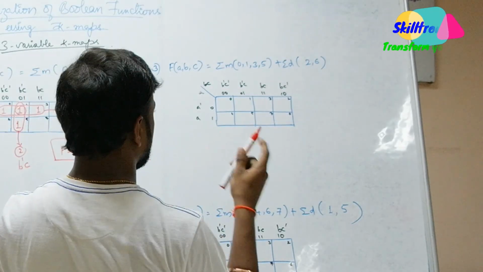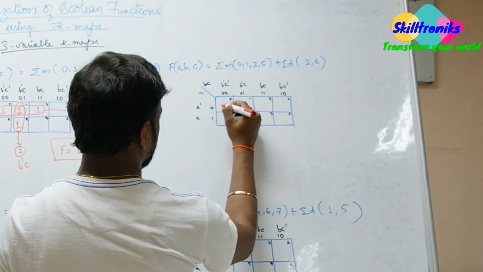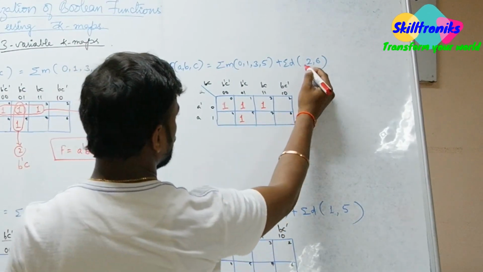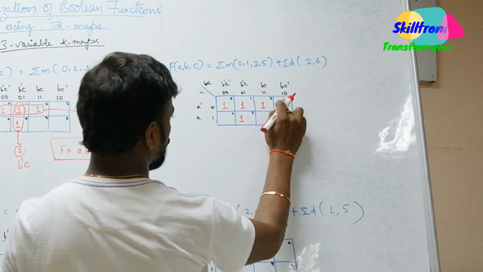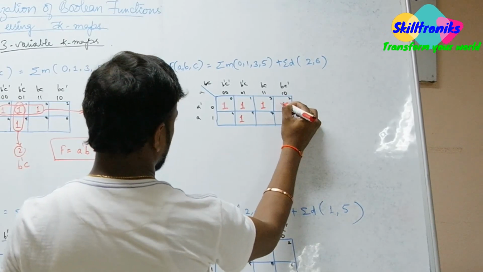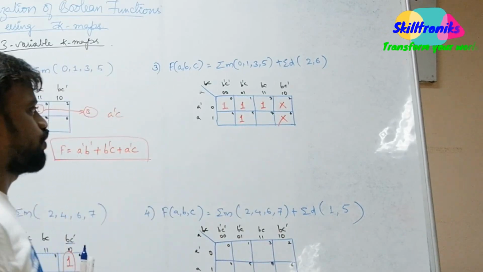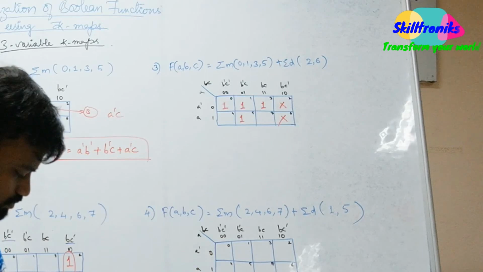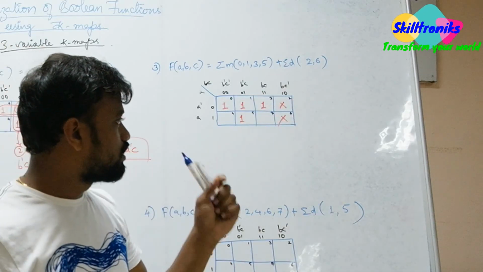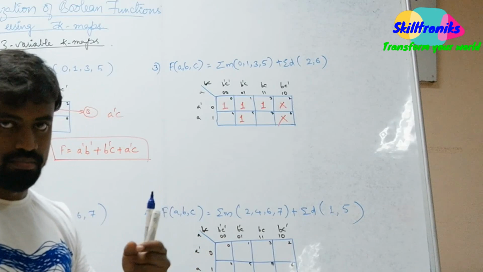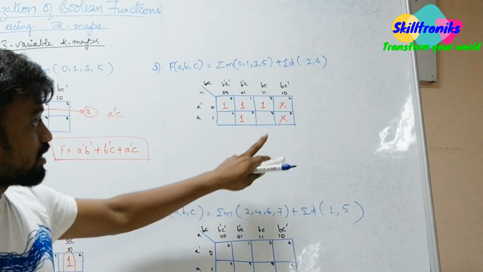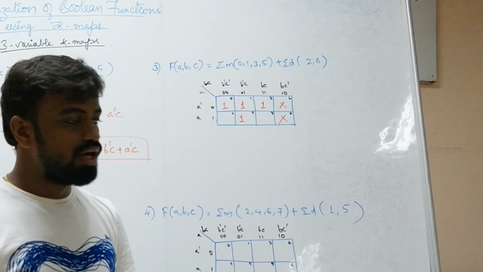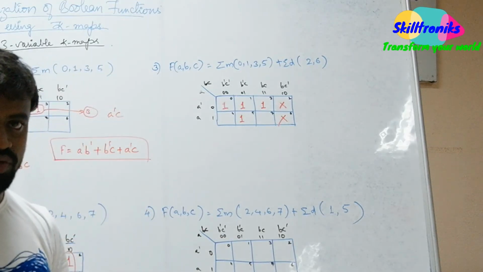So 0, 1, 3, 5, and the don't care minterms here are 2 and 6. So this is what I have to place. After mapping this, here the don't care symbol X means you can consider either a 1 or a 0 according to your necessity. And how will this necessity be understood?